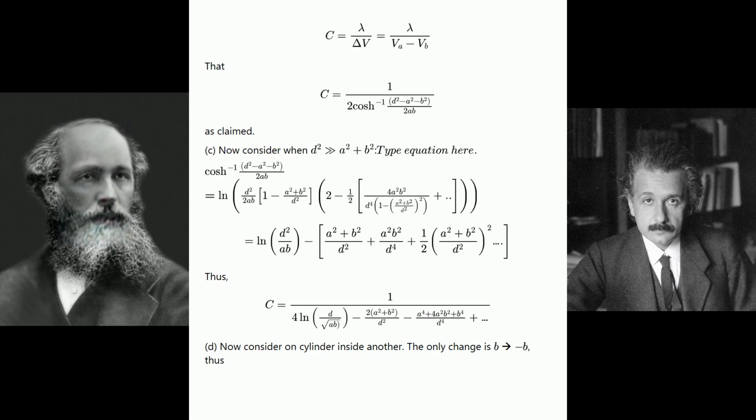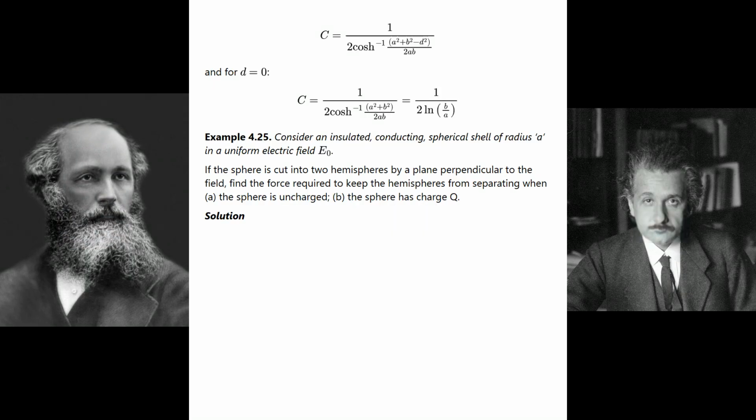C. Now consider when d squared is much greater than a squared plus b squared. See the equation shown. Thus, see the next equation. D. Now consider one cylinder inside another. The only change is b goes to negative b, thus, see the equation shown. And for d equals 0, see the next equation.